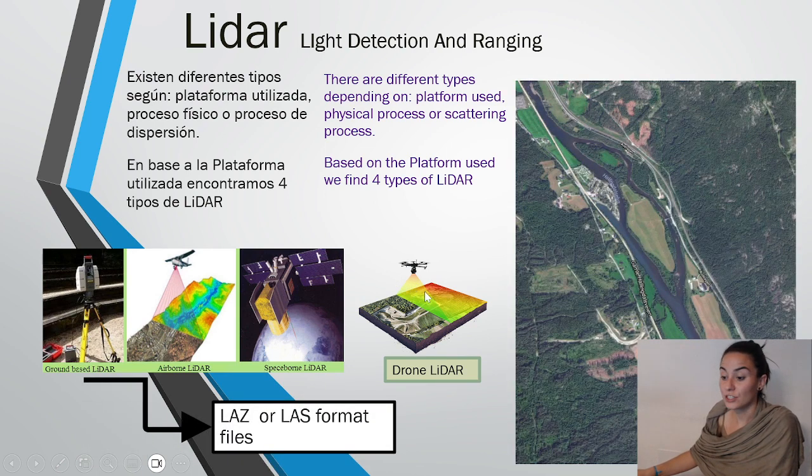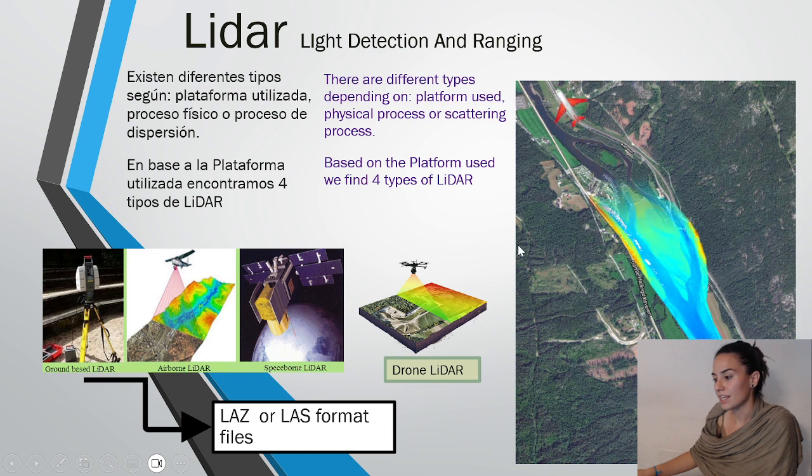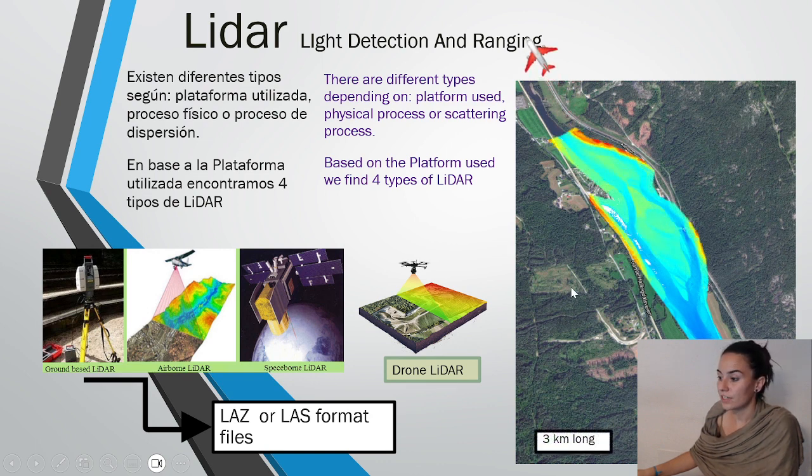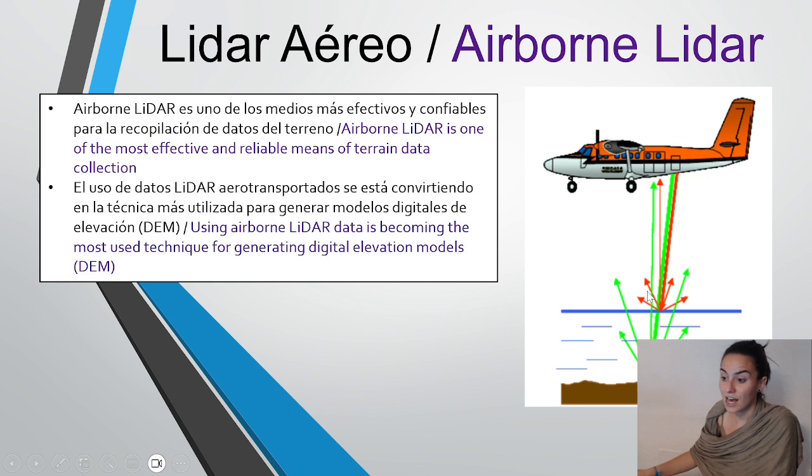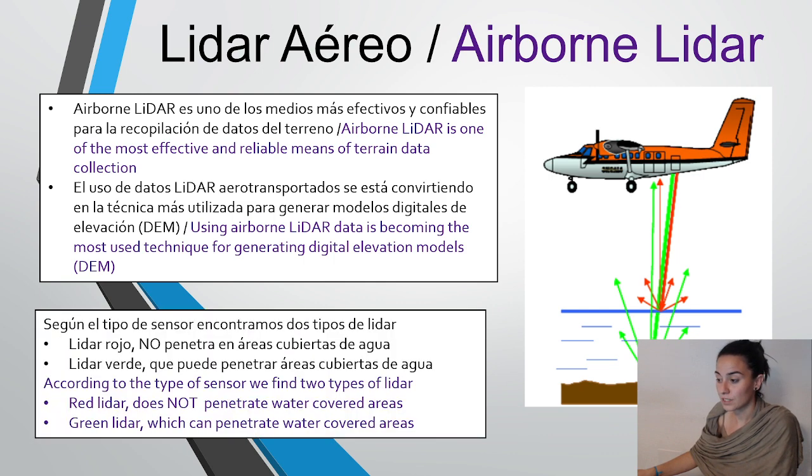Airborne LiDAR is very much used. It can be delivered as LAS or LAZ formats. This is an example of a river bathymetry taken by an airborne LiDAR, 3 kilometers long and a very, very dense cloud. It's one of the most effective and reliable means of terrain data collection, and it's becoming the most used technique for generating digital elevation models.